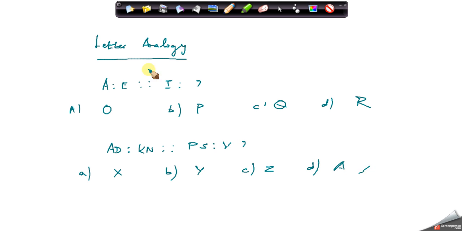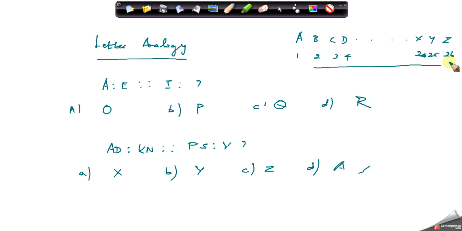We need to remember this one right now. Before this one, A, B, C, D, and so on into X, Y, Z. We need to assign numbers for these numerical values. This is the fourth letter. This is 24, 25, and 26 letter. This is important first of all. When you want to solve these problems, we need to remember this one.